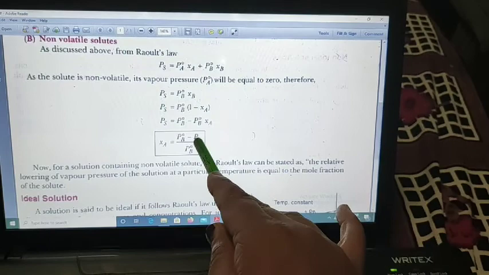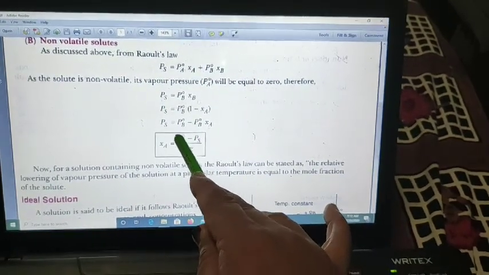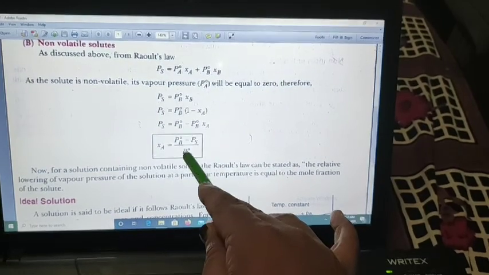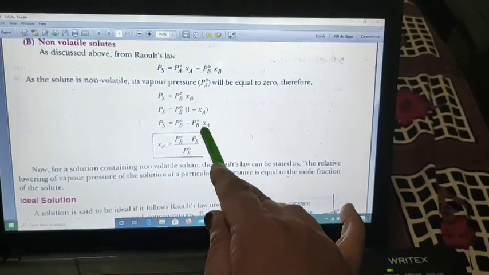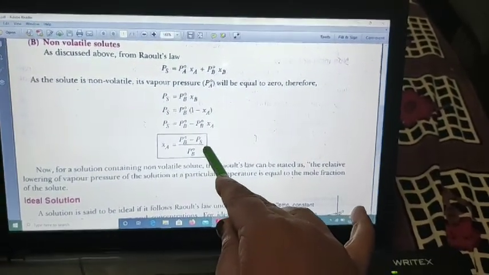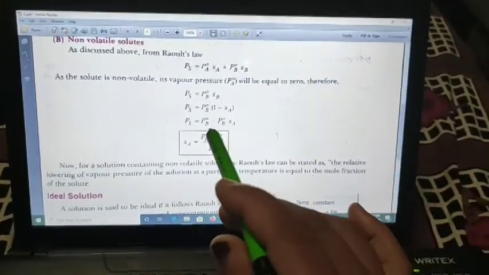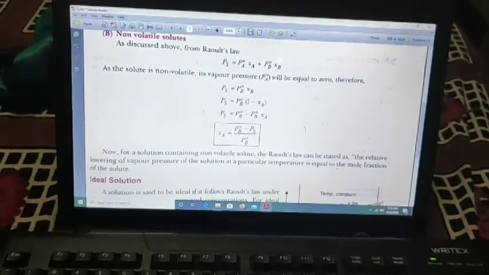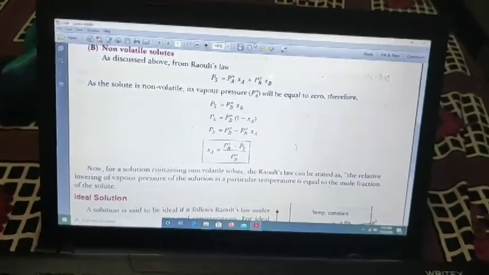This is a relative lowering because this is the vapor pressure of the pure solvent minus the vapor pressure of the solution, divided by the vapor pressure of the pure solvent. This can be considered as the relative lowering of vapor pressure. Later on, once again, we'll come across this expression when we do the colligative properties.